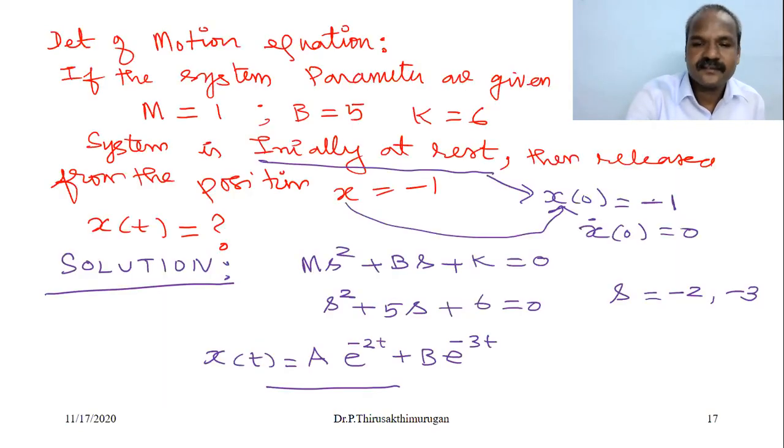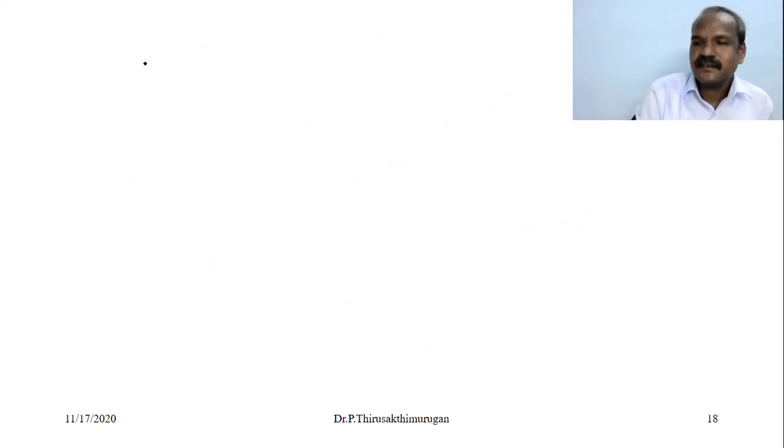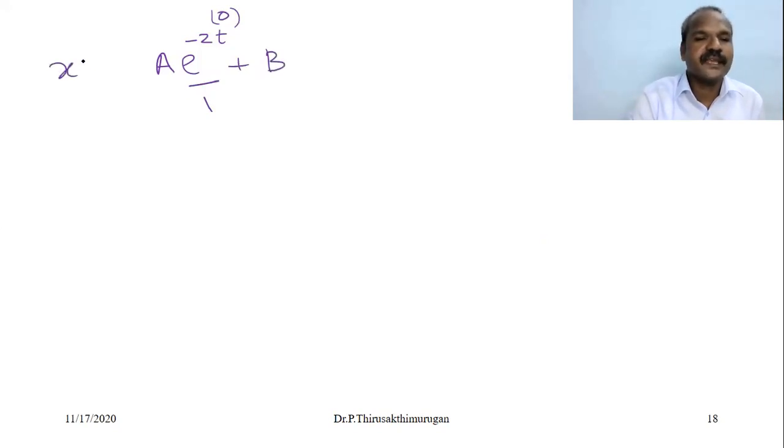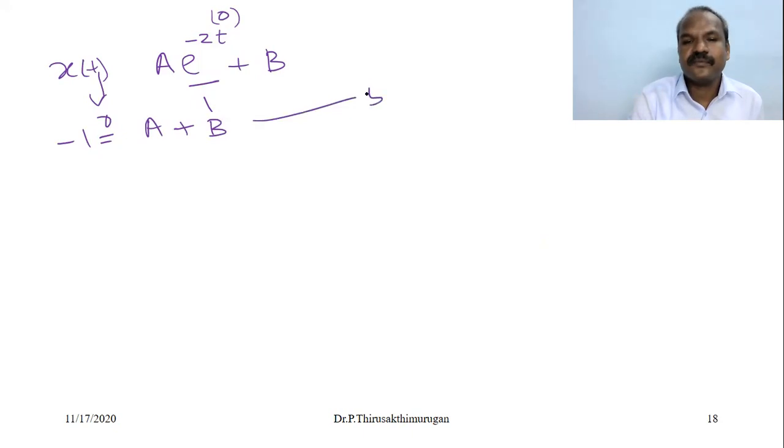Please substitute the value. x of 0 equal to minus 1. So A e power minus 2t plus B e power minus 3t, with t equal to 0, e power 0 is 1. So A plus B equal to minus 1. This is equation number 5.